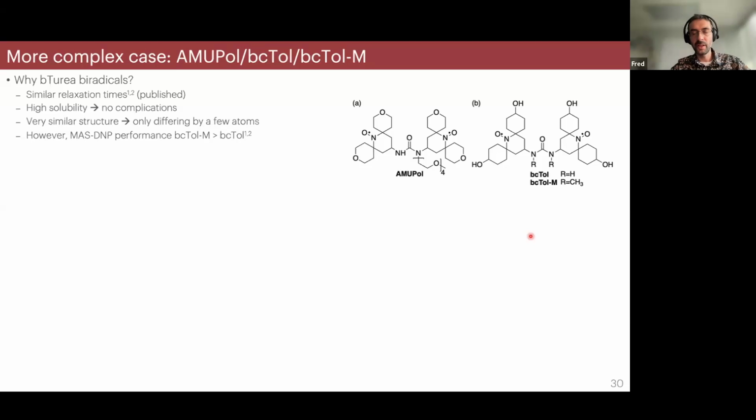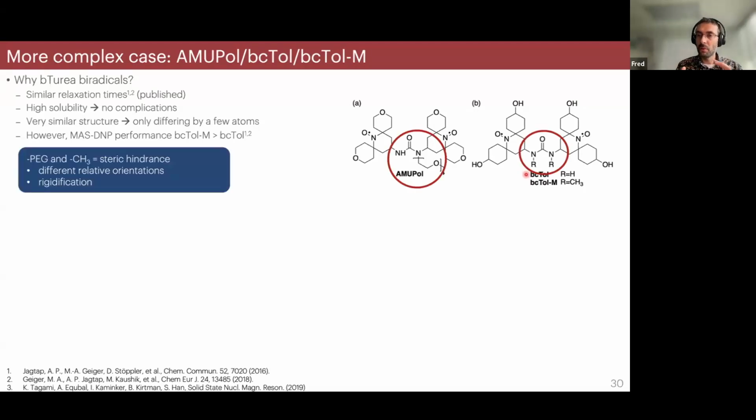I looked at the case of bTurea biradicals. So those biradicals, as I'm showing here, AMUPol, bCtol, and bCtol-M, have very similar structure. The bridge in between the two is identical, except the substitution on the nitrogen. The substitution on the ring has a modest impact. We can ignore it for now. But here, it's really this which is changing. And an observation was bCtol was better. Sorry, bCtol-M was better than bCtol.